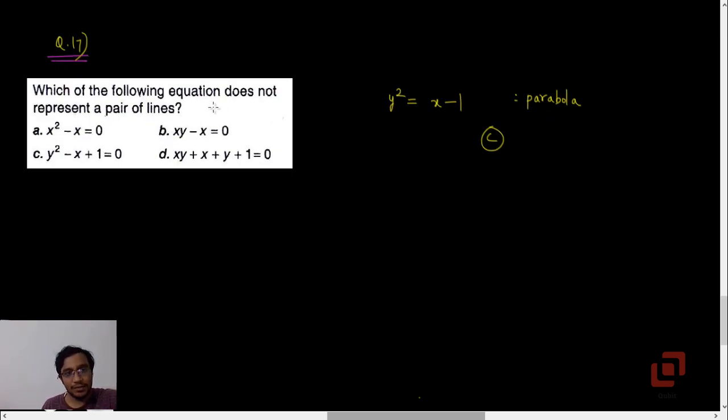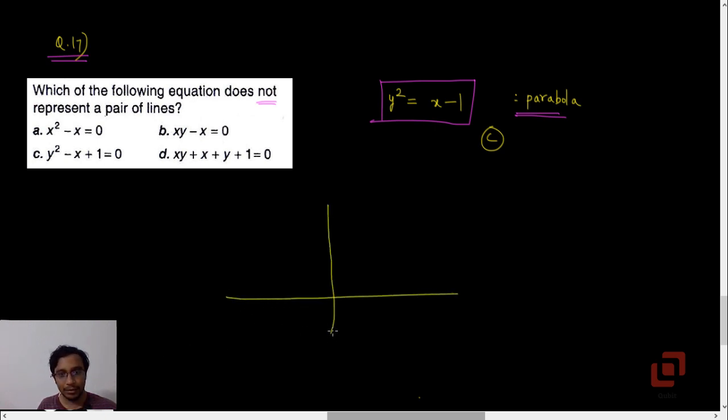Which of the following equations does not represent a pair of lines? To solve this question, either you can identify the equations which represent a pair of lines, or you can identify that equation which does not represent a pair of straight lines. I've identified that. If you go to C, it is y squared equal to x minus 1, and we know that it is a parabola. y squared equal to x will be this one.